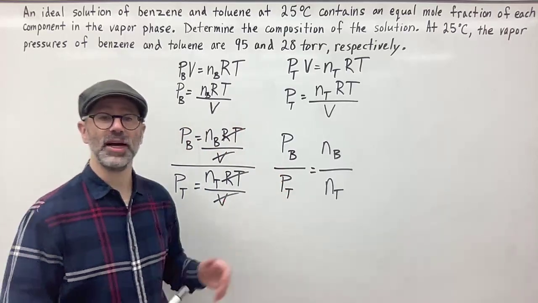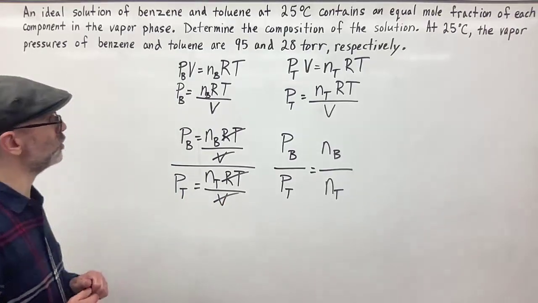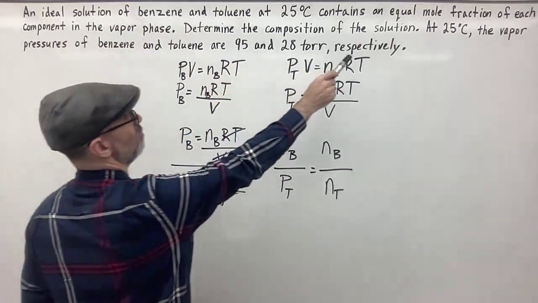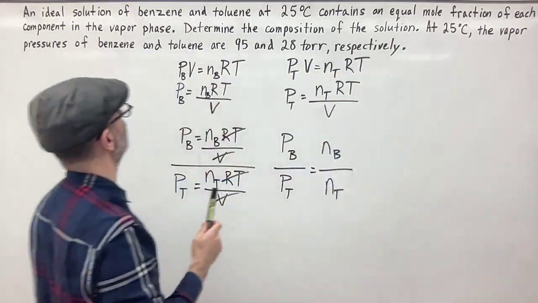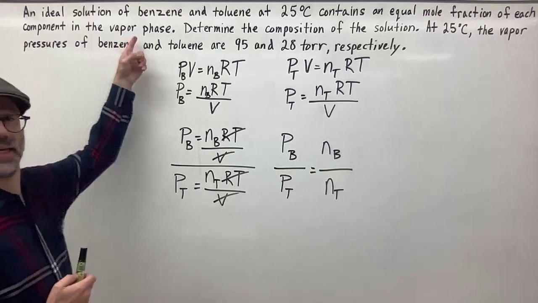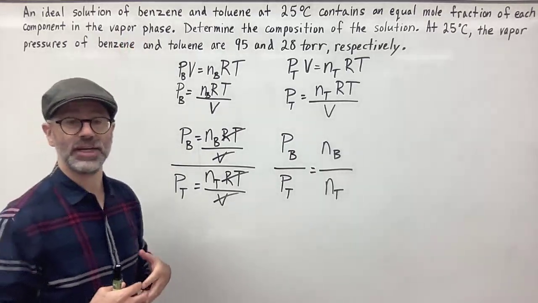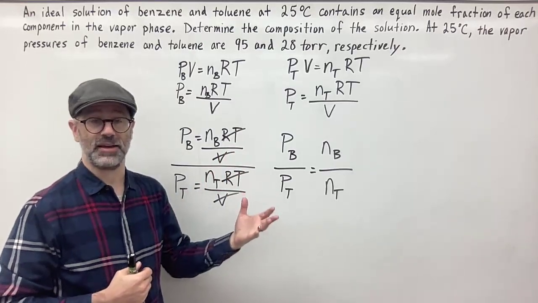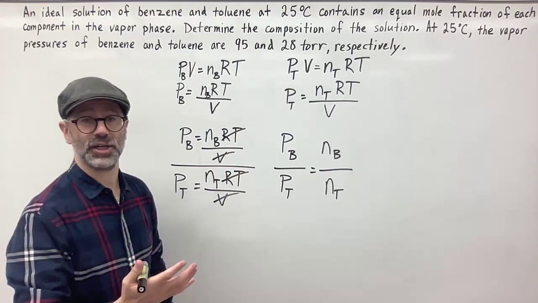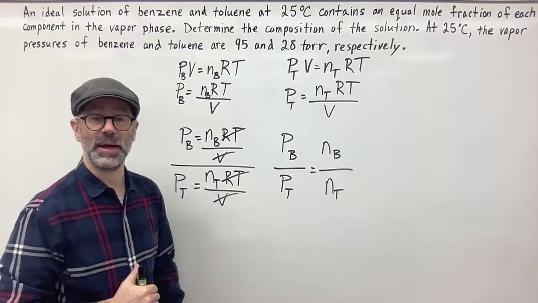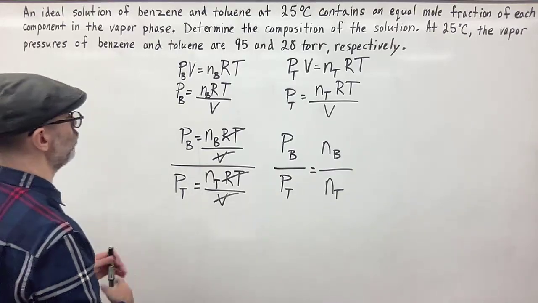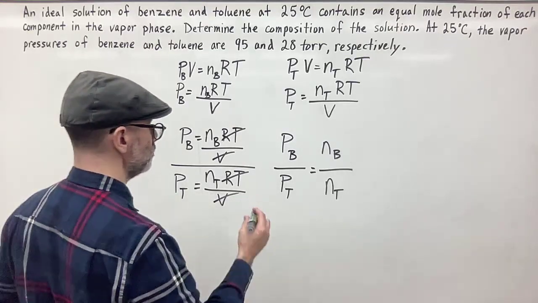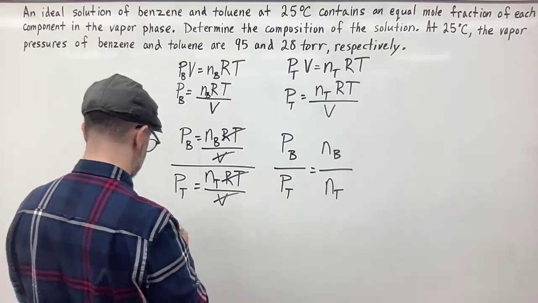So where do we go from here? Well, we go with the partial pressure. Here they're giving us that the mole fraction for each component in the vapor phase are equal. So the mole fraction of the toluene in the vapor phase is equal to the mole fraction of the benzene in the vapor phase. So we can use that. Oh, and by the way, let's see here.